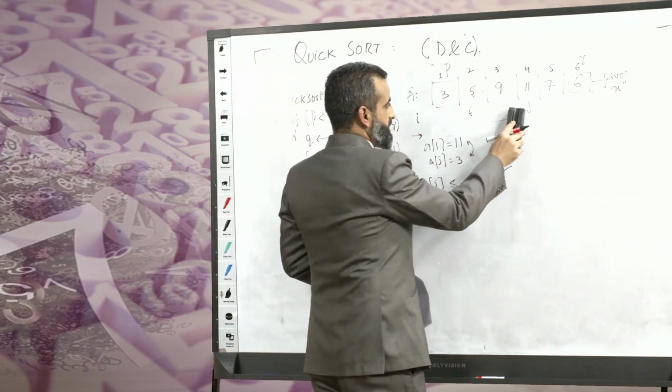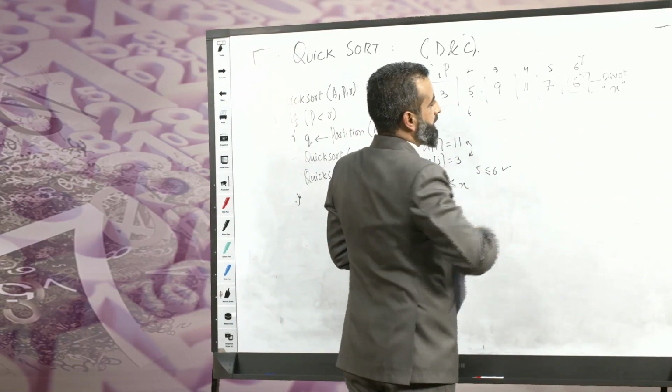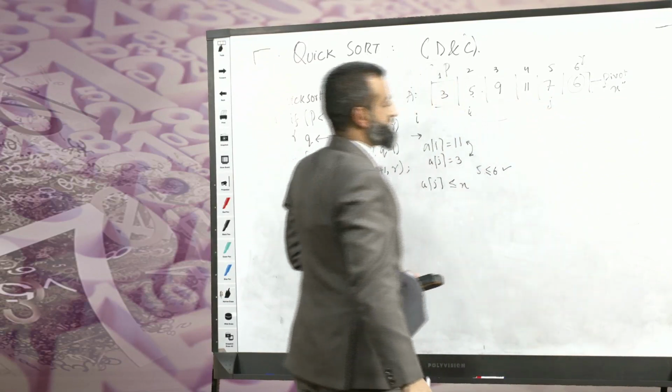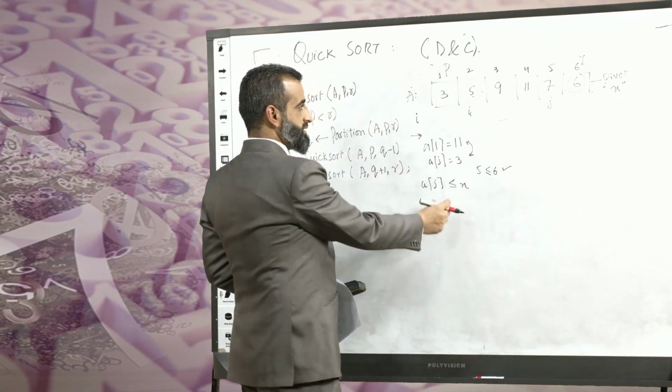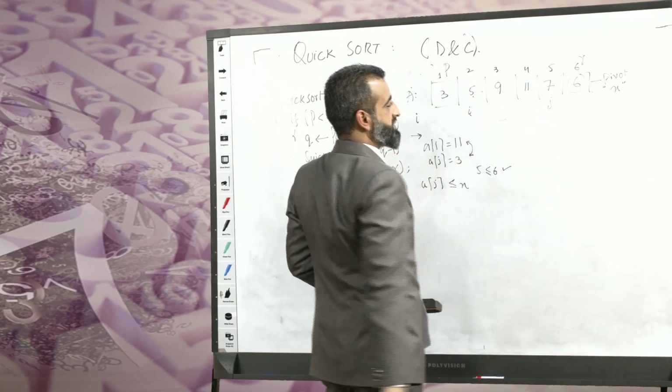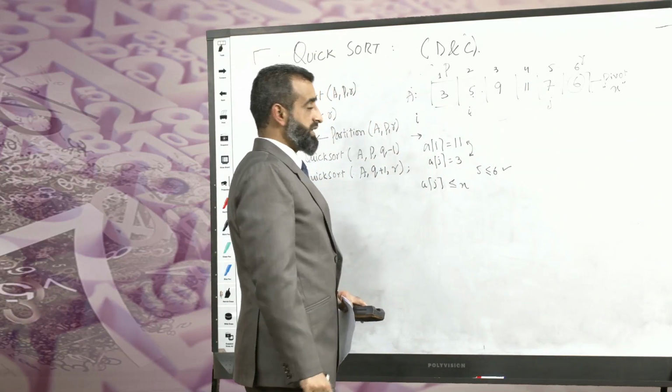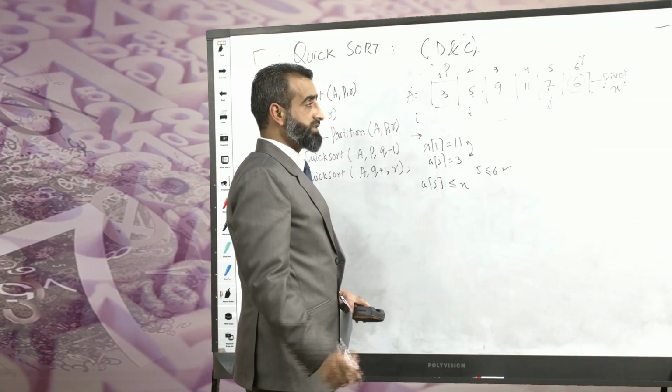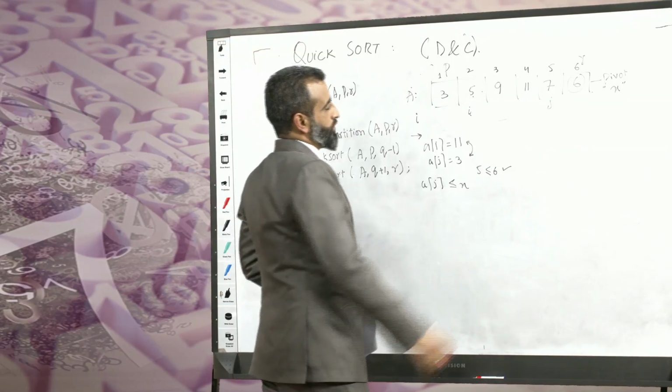I will keep on incrementing my J, which will now point towards 7. Again I make the necessary comparison of A of J and X. Now A of J is pointing towards 7 and I compare it with 6. The condition is false, since 7 is not less or equal to 6. So we come out of the loop.